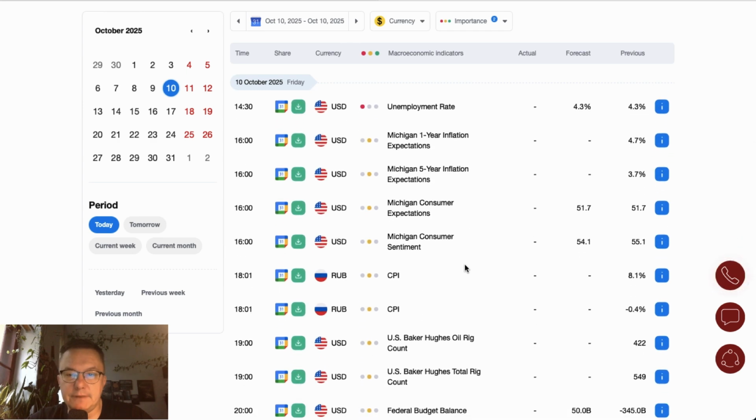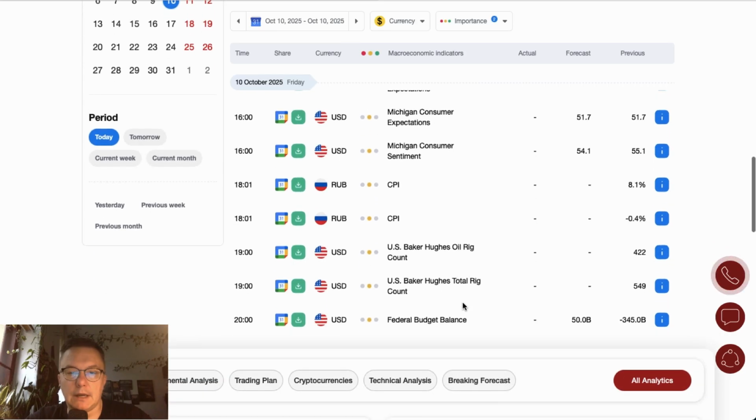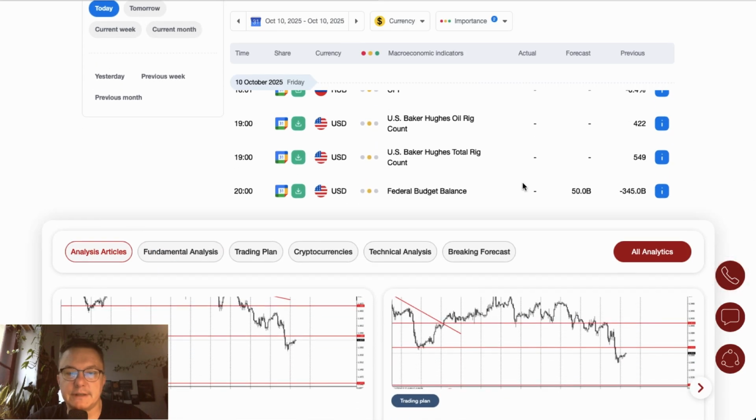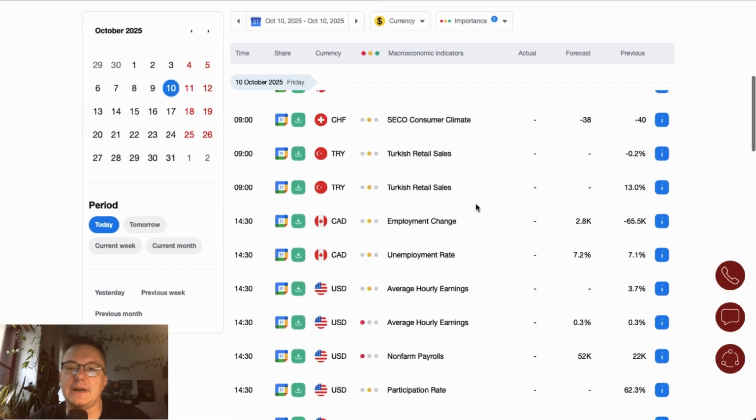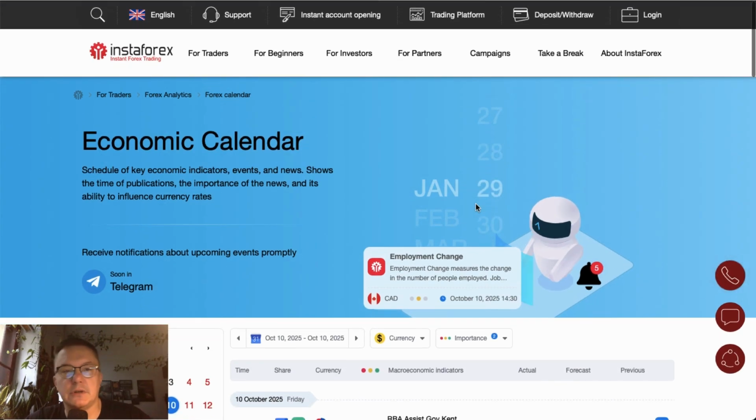Michigan 1-year inflation expectations, 5-year inflation expectations, consumer sentiment are all scheduled for release at 4 o'clock. Then the CPI data from the Russian Federation is scheduled for release at 4 o'clock. US Baker Hughes oil rig count and total rig count are scheduled for release at 7 o'clock, and federal budget balance is scheduled for release at 8 o'clock. So, non-farm payrolls Friday. Without any further ado, let's switch to the charts.